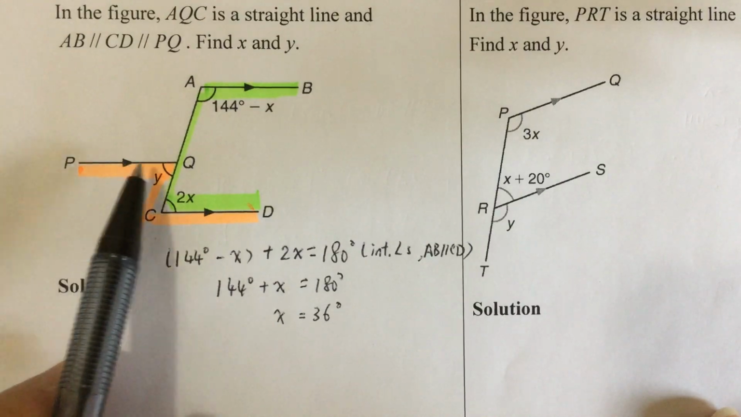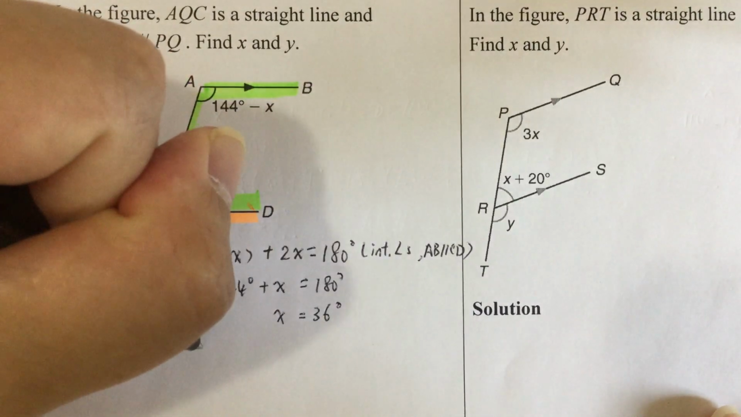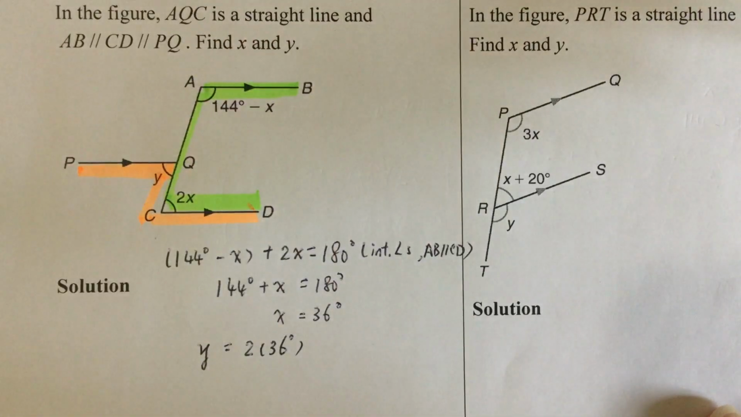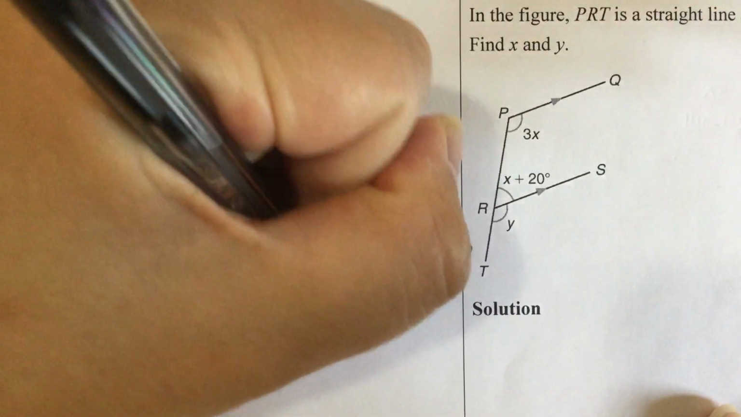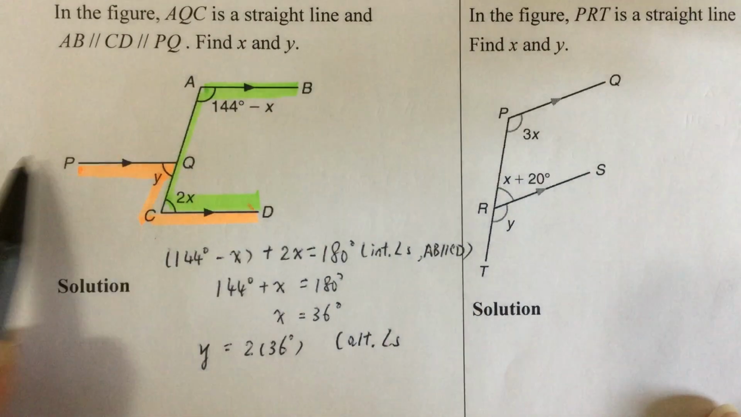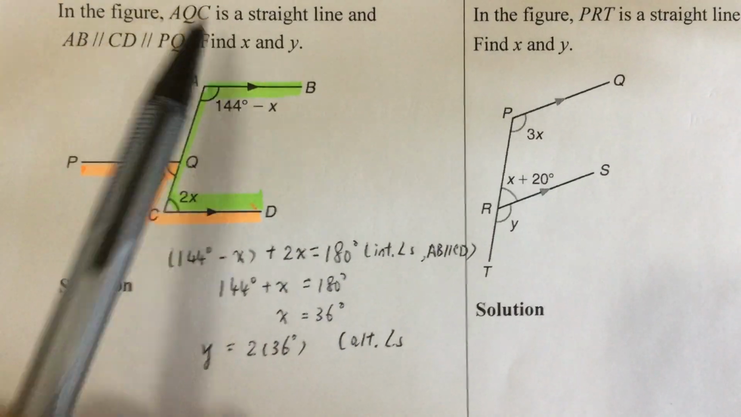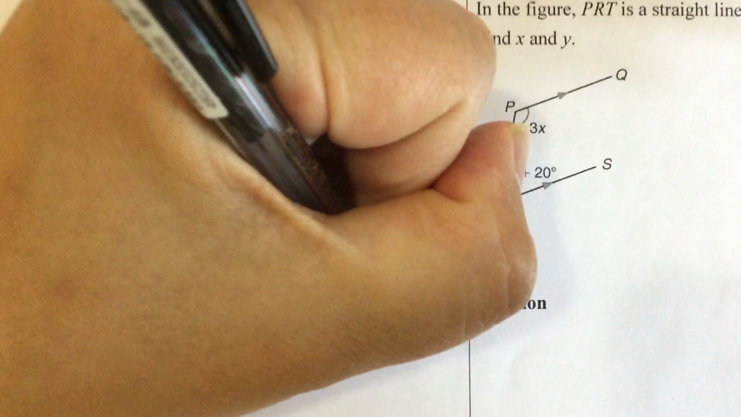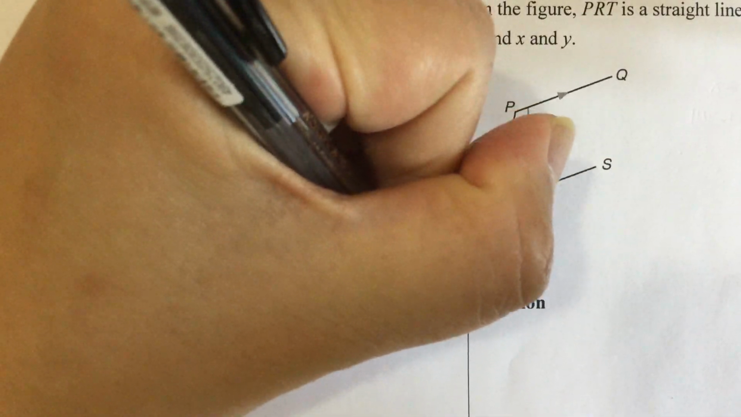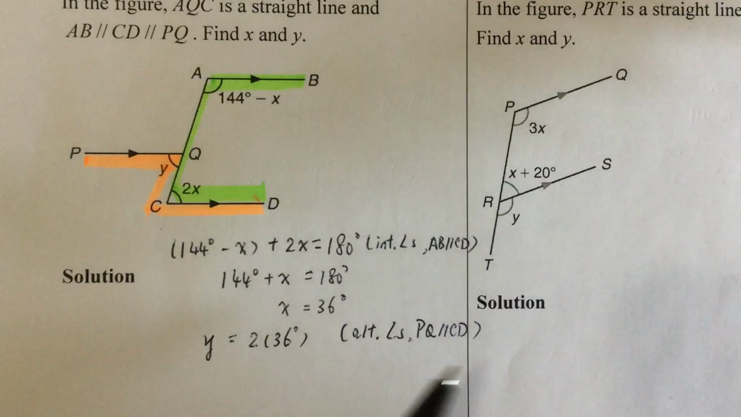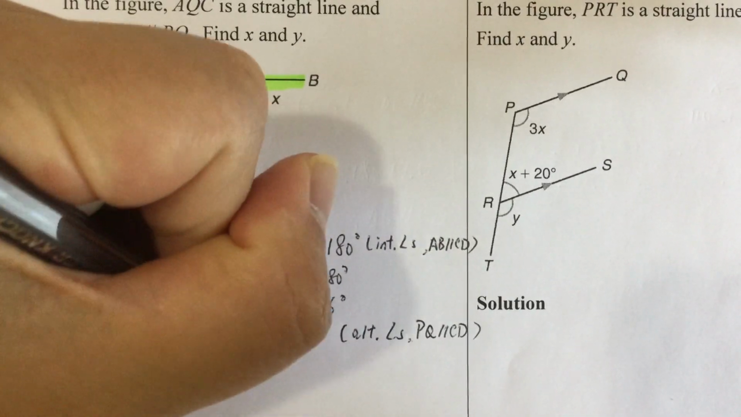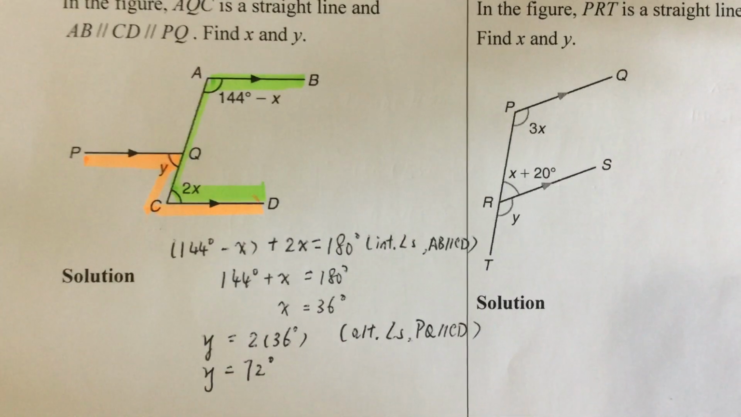And then we can write down y will equal to 2x. Y is equal to 2 times 36 degrees. So this one is called the alternate angles because this is the orange one. But this time it's not AB parallel CD. We will use the PQ and the CD. So we will write down PQ parallel CD here. So this is the reason we are going to use. So y is equal to 72 degrees. So we can solve the problem immediately.